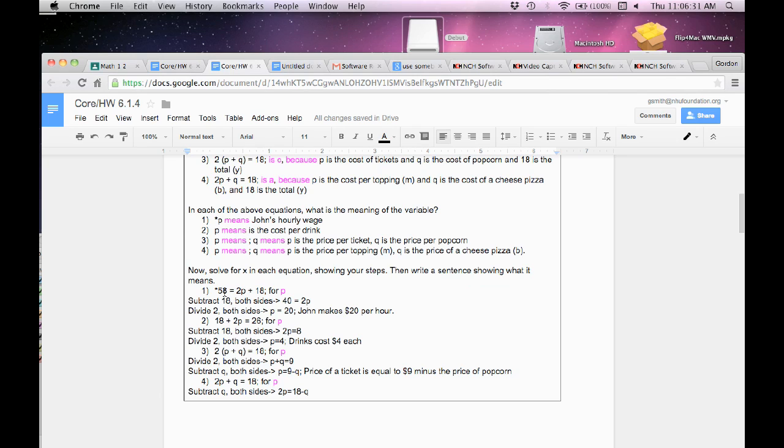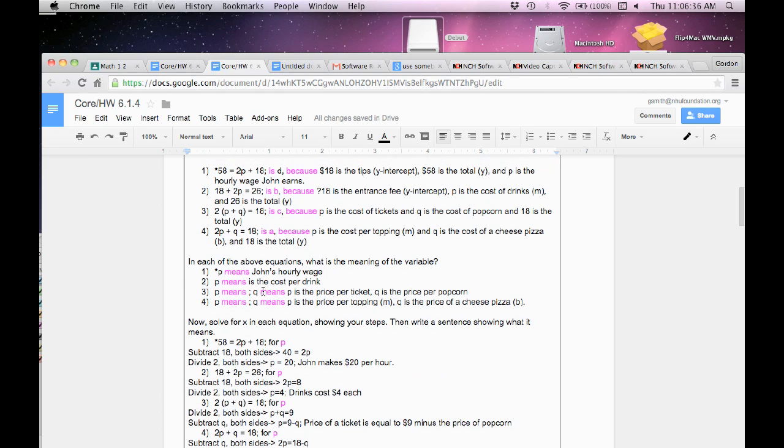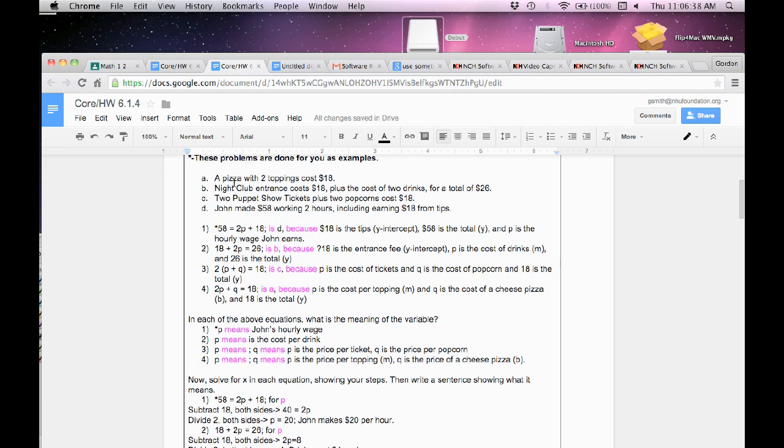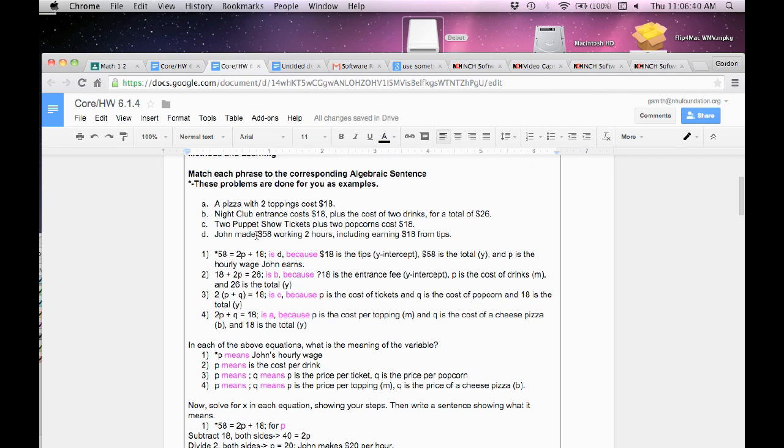for example, we see that 58 equals 2p plus 18, and we get that from John made $58 working 2 hours, including earning $18 from tips. We know that he's starting out with that $18, so we know that that's sort of the y-intercept. We also know how much he gets paid, because it's 2p, the amount of money he gets paid per hour is going to be the p.